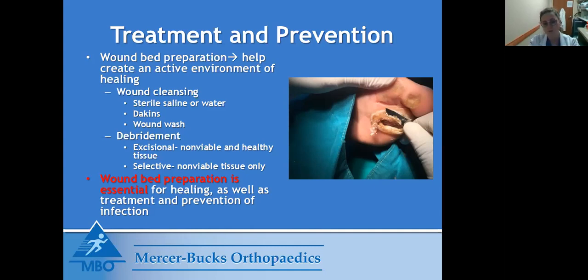After you cleanse the wound, you debride the wound, like I showed you over here. There are two forms of debridement. There's what we call excisional debridement, which is when you remove the bad tissue, which is the tissue you can see here, the thickened callus tissue, but you also take some healthy tissue with it. And that's important because in taking some of the healthy tissue, you're stimulating the wound to heal.